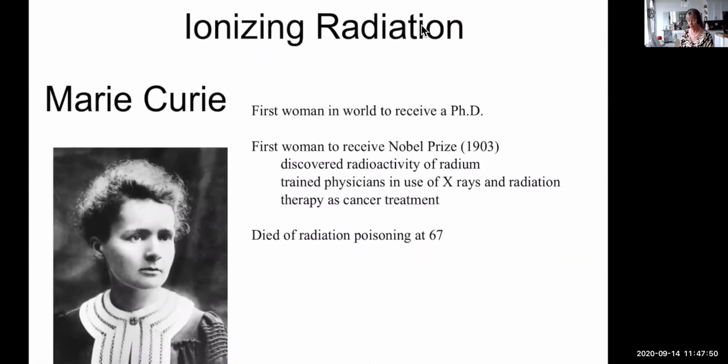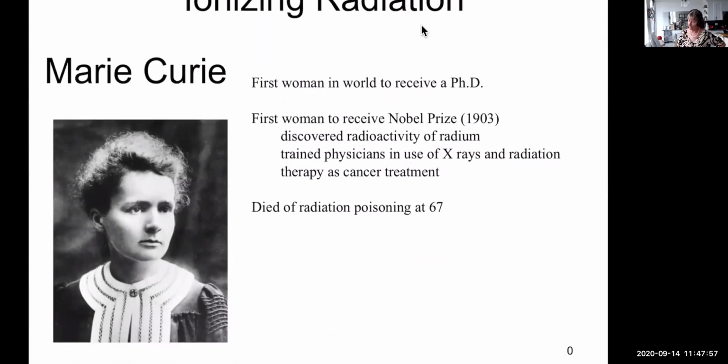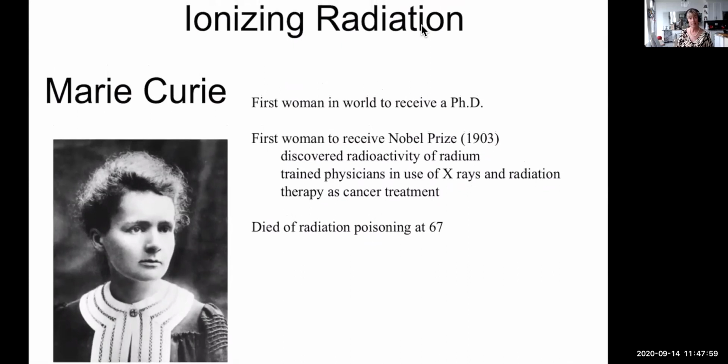One historical person very important in the discovery of radiation is Marie Curie. She was the first female in the world to receive a PhD. She was the first female to receive a Nobel Prize. She received 2, actually, for the discovery of radioactivity in radium and the discovery of radioisotopes as therapy for cancer treatment. She herself died of radiation poisoning at 67 because it wasn't known then just how dangerous ionizing radiation could be.